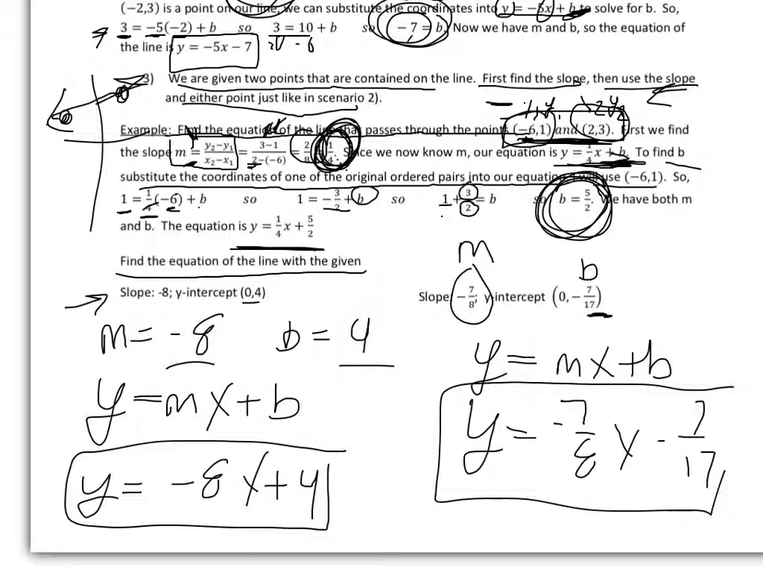So in the next 2 videos, we did the first scenario, the slope and the intercept. Next we'll do the slope and the point, then 2 points, then we're going to do a little extension of parallel and perpendicular and finding equations of lines.